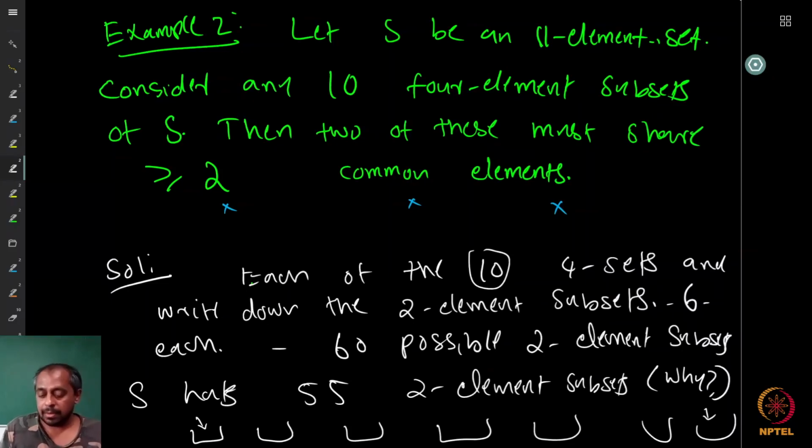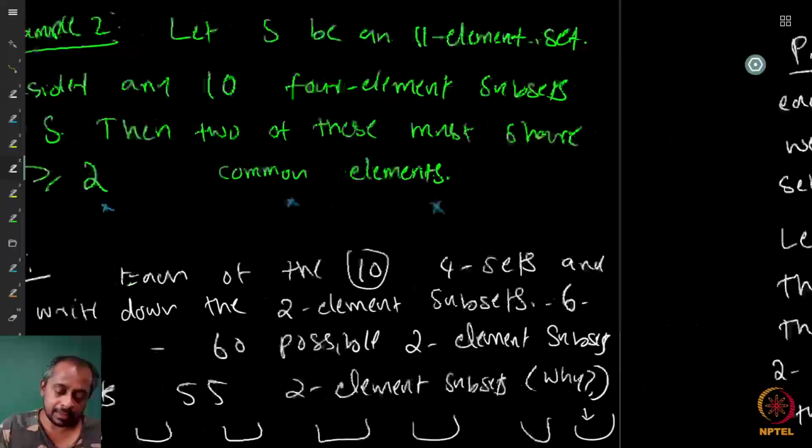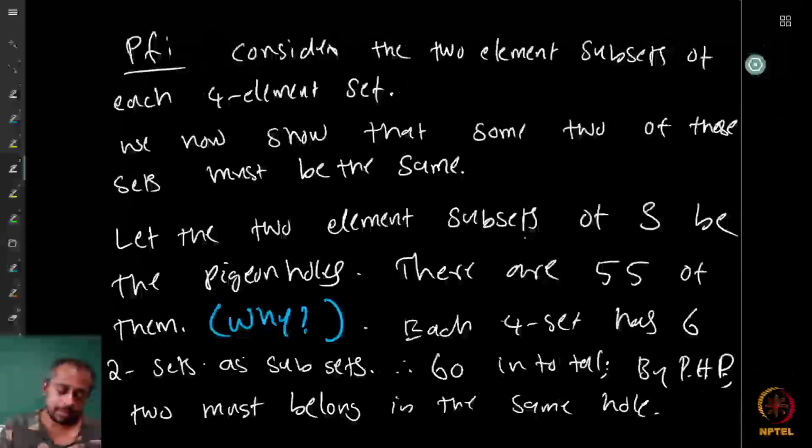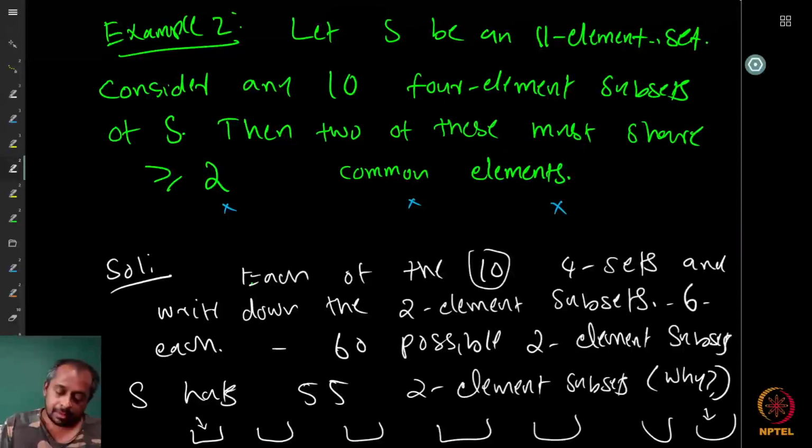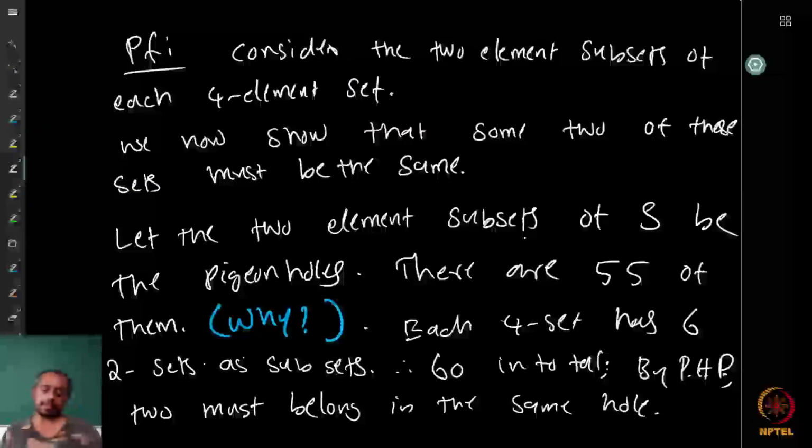And that says that these two element subsets are the same. And therefore, they must have come from 2 different 4 element subsets that we are looking at out of the 10. So that is it. We have a proof that this is indeed the case.